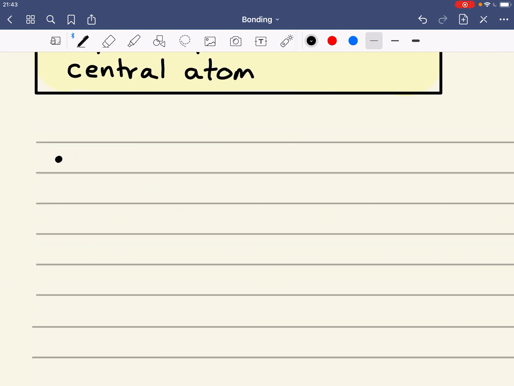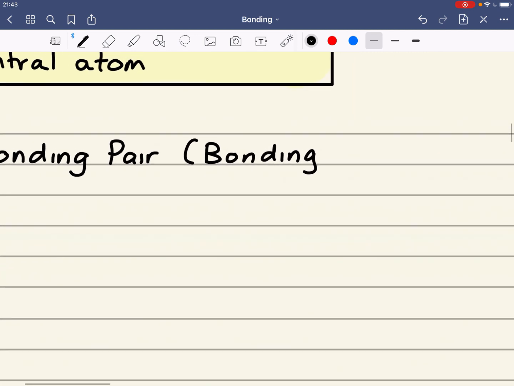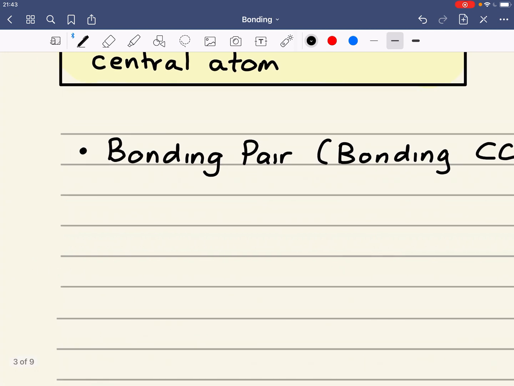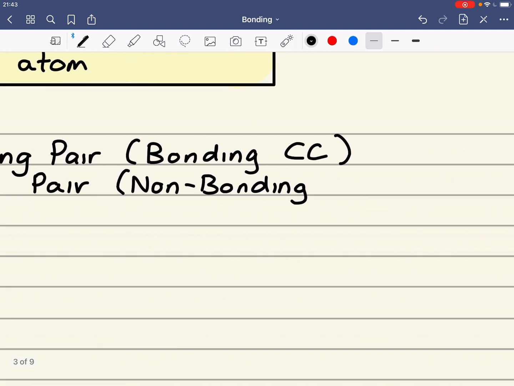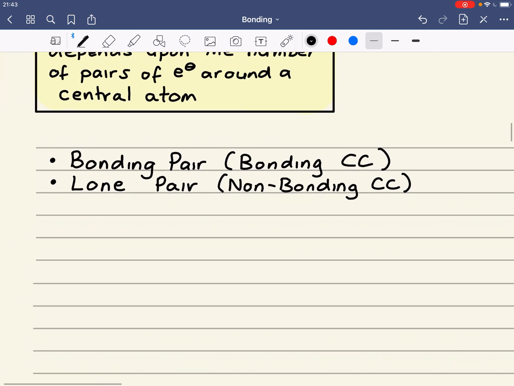We can have a bonding pair of electrons, sometimes called a bonding charge cloud. I'm just going to call it bonding CC. CC means charge cloud. And we can have lone pairs. We have a lone pair, which we call a non-bonding charge cloud.